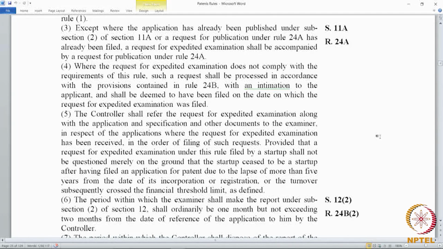Now, the two cases where you will not do that are quite obvious. The two cases where you will not do that are: the application is already published, so there is no need to file Form 9, or Form 9 is already filed. So, those are the two obvious cases where you will not file a Form 9 with a Form 18A. It's already done, it's already published, or the form is already filed.